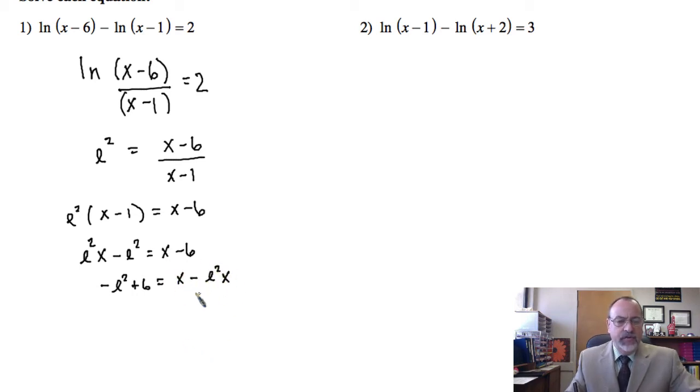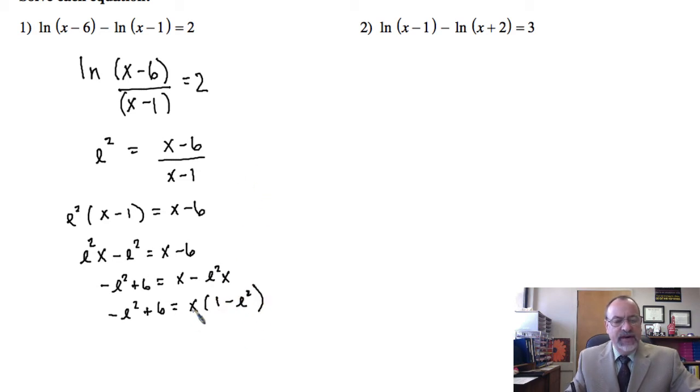Okay, so now I have both terms with x's isolated over here, but now I have a problem in that while they're like terms, this is a 1. How do I add that to e squared? And we really don't want to change it to its decimal approximate here, so how can we do that? Well, if you think about these two terms, they have a common factor of x, so actually I can factor x out. And so that's going to give me negative e squared plus 6 is equal to, and then if I factor the x out, that's going to be 1 minus e squared.